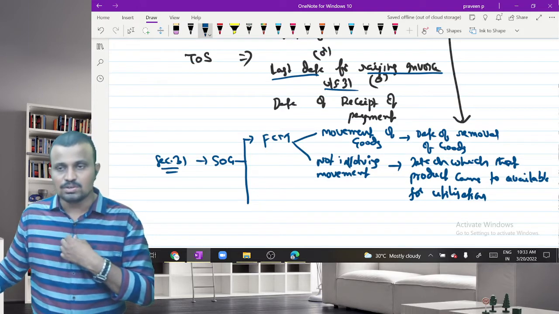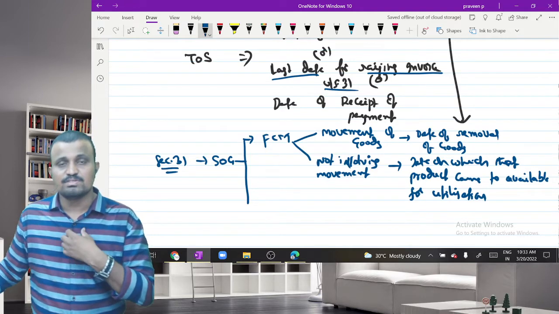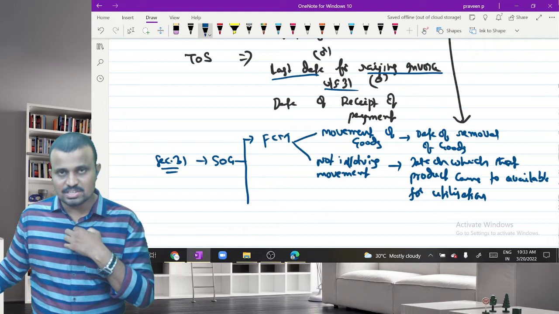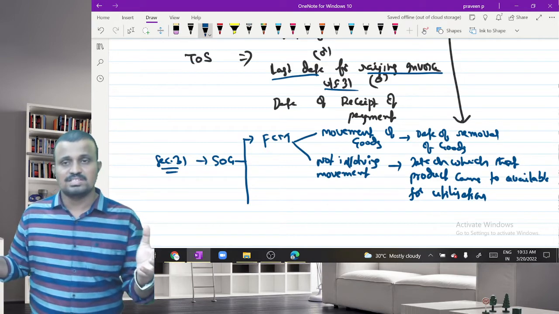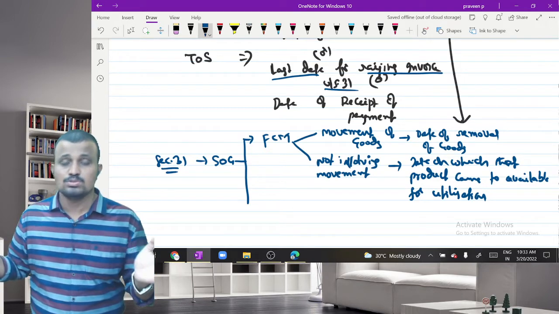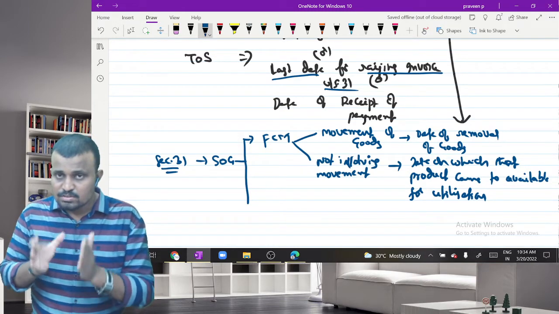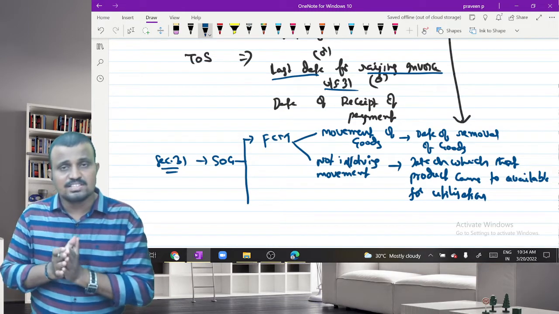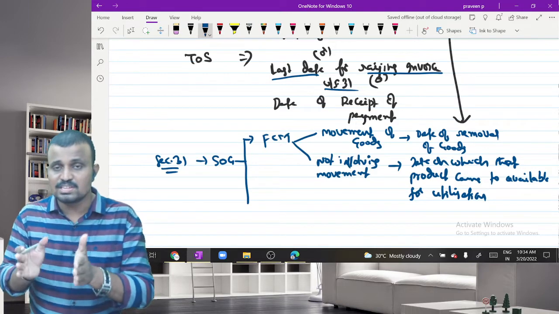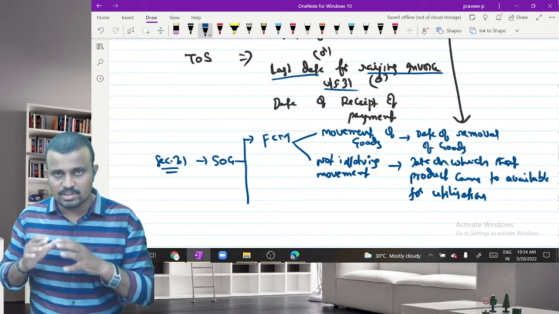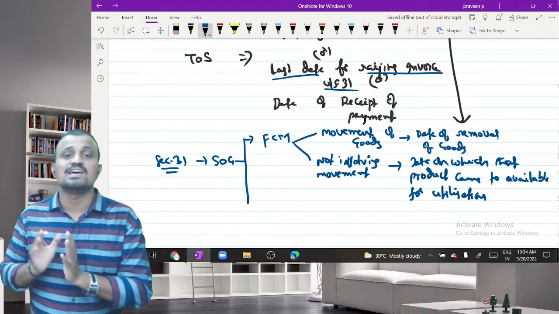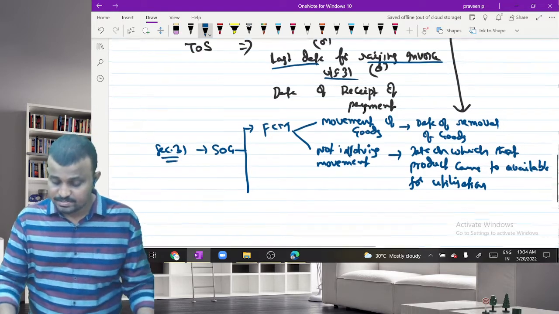But coming to the goods not involving movement of the goods, like for example, in case of immovable property or some plant and machineries, the individual parts are brought to the site and those are assembled and installed at the site. So the last date for raising the invoice in that case is nothing but when that immovable property came to be available for utilization.